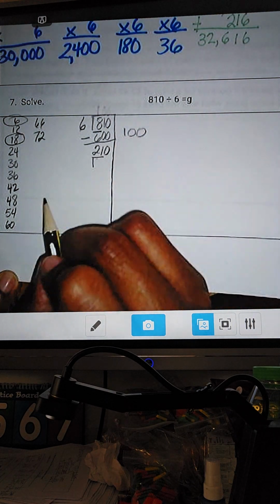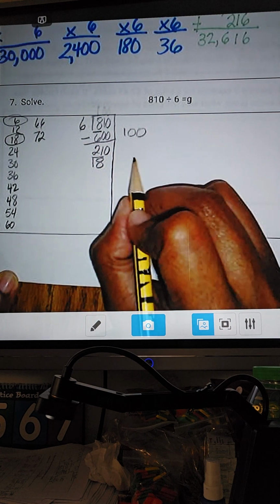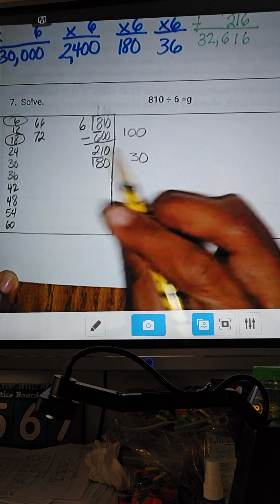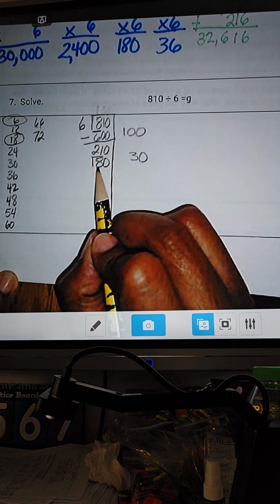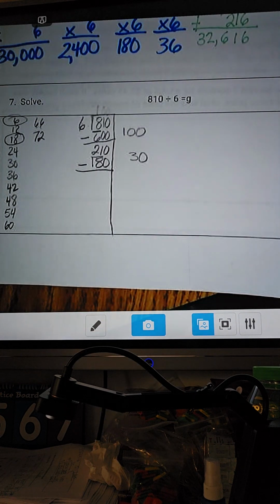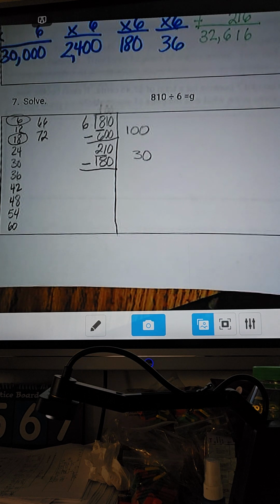All right, so 6 times what is 18? 6 times 3 is 18, but I know we're talking about 30. 6 times 30 is 180. Subtract again. What do we get? I want to see if y'all act like these earlier classes today. 190.